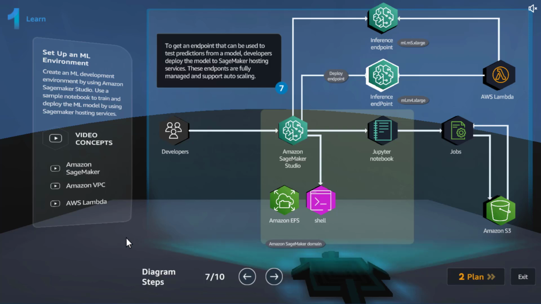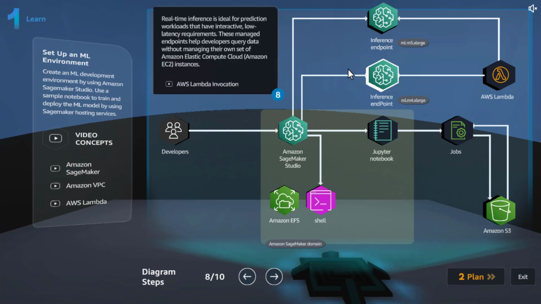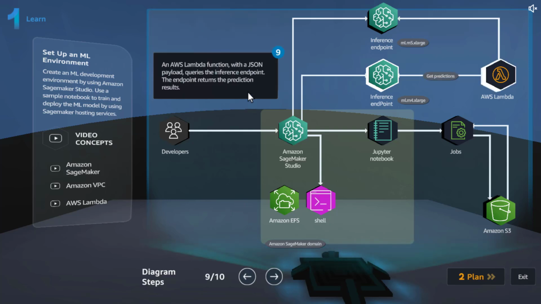To get an endpoint that can be used to test predictions from a model, developers deploy the model to SageMaker hosting services. These endpoints are fully managed and support auto-scaling. Real-time inference is ideal for prediction workloads that have interactive low latency requirements. These managed endpoints help developers query data without managing their own set of EC2 instances. An AWS Lambda function with a JSON payload queries the inference endpoint. The endpoint returns the prediction results.